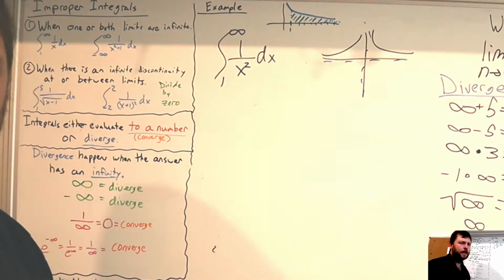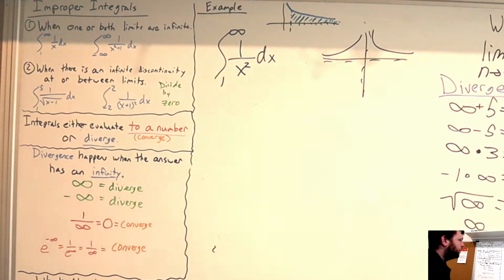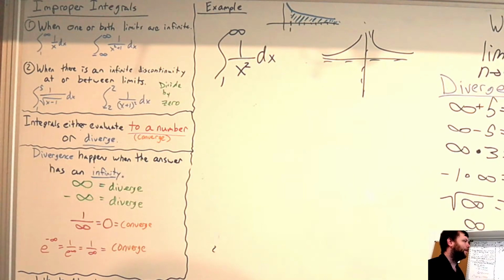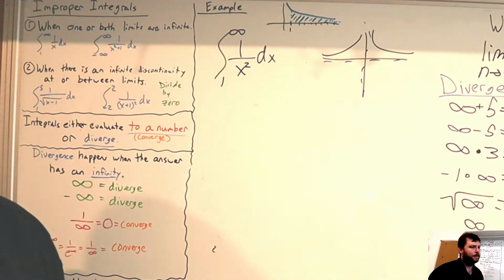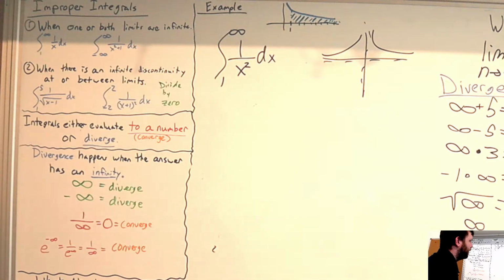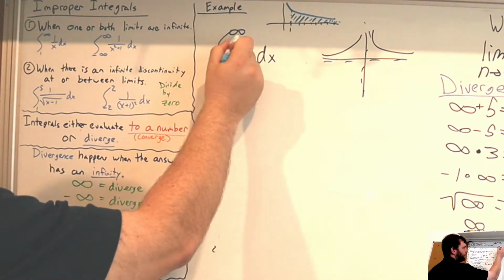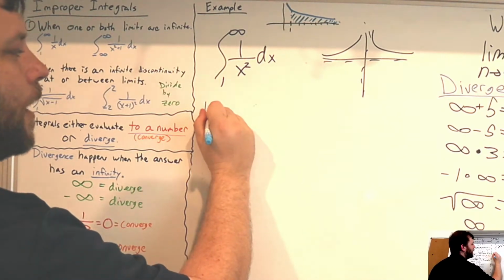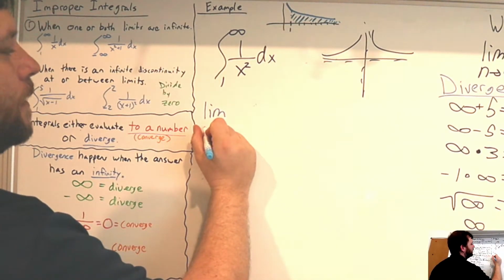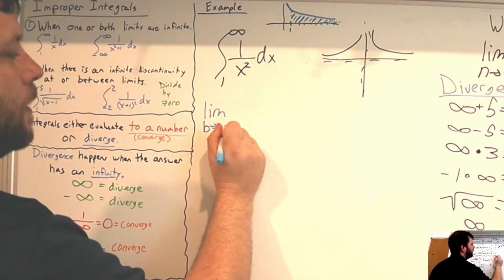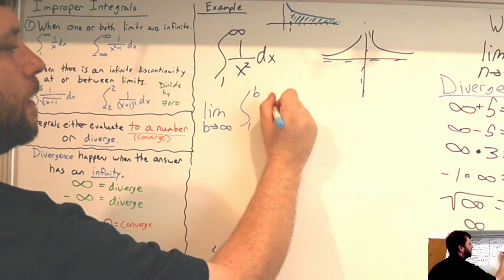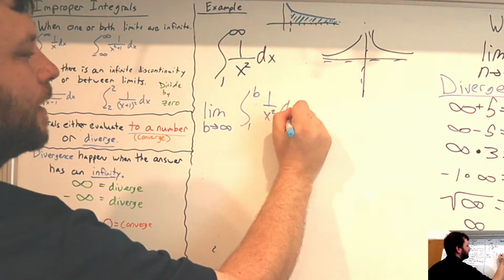Well, let's find out. Pay attention to this. You have to do some limit notation here to be technically correct. Since this has an infinity here, I don't want to put infinity on these limits. I'll actually rewrite this as the limit as b goes to infinity. Why did I choose b? Because it's on the top. Of the integral from 1 to b of 1 over x squared.